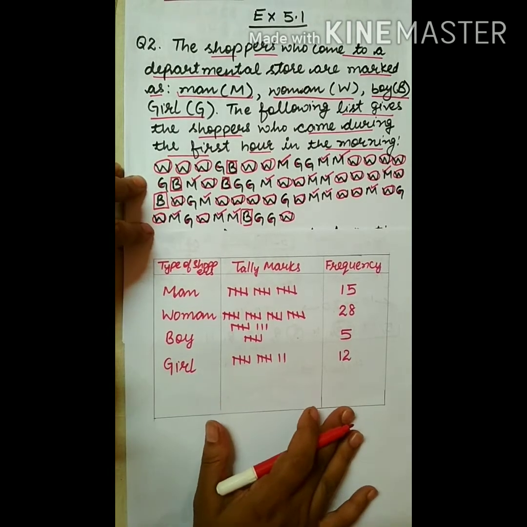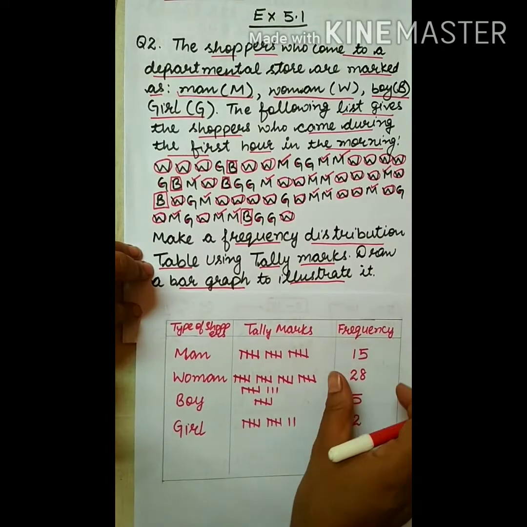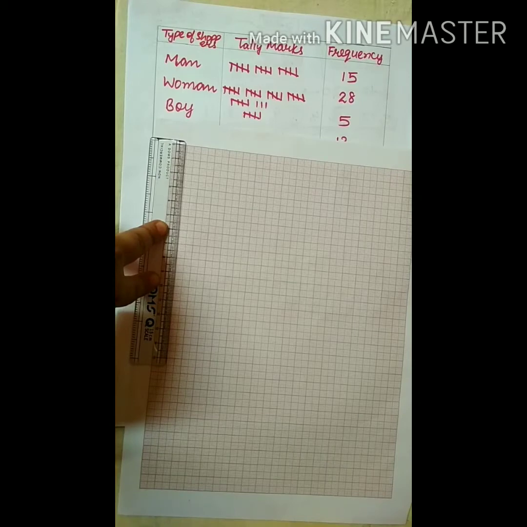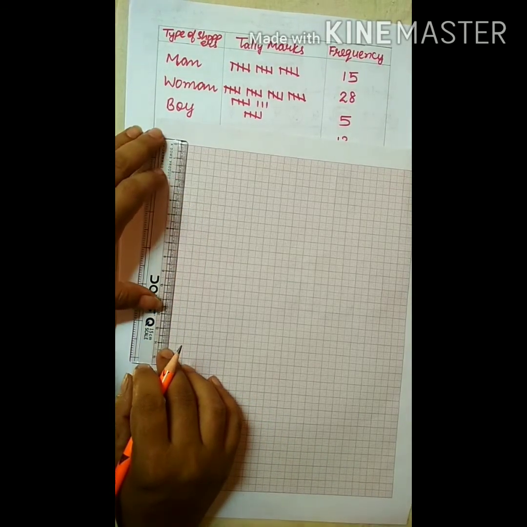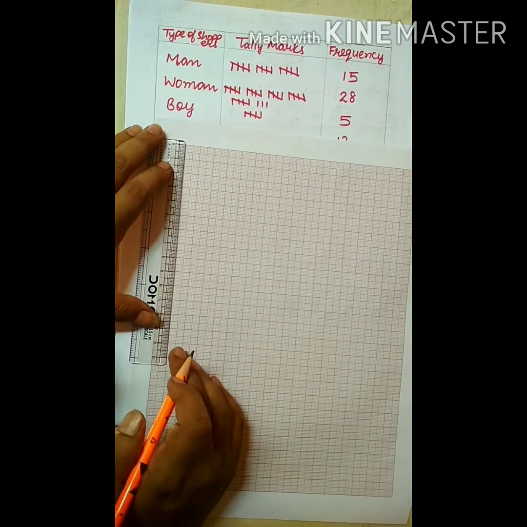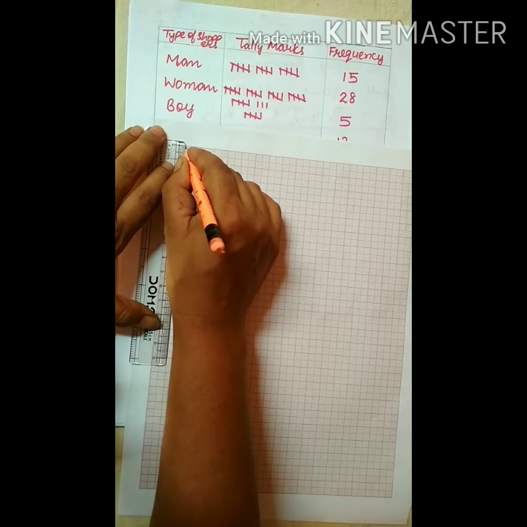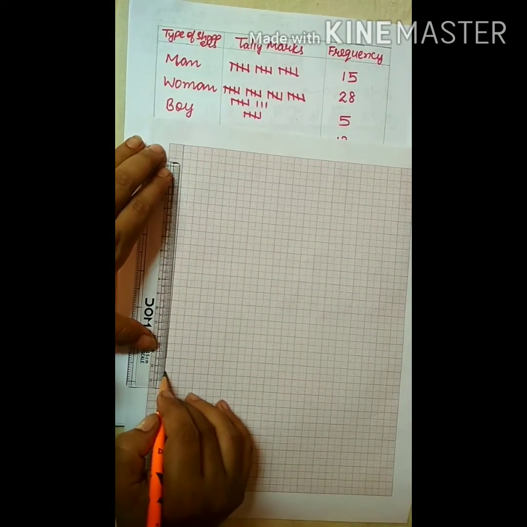Now the next part of the question is to draw the bar graph as well. Now I will represent this data on the bar graph. Whenever you want to draw the bar graph, firstly I have taken a graph. On the graph, firstly I will draw the axis. I'm just drawing the axis here.